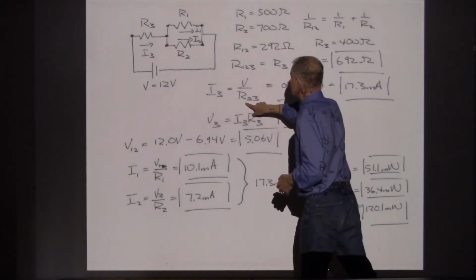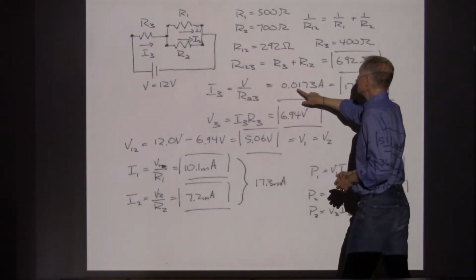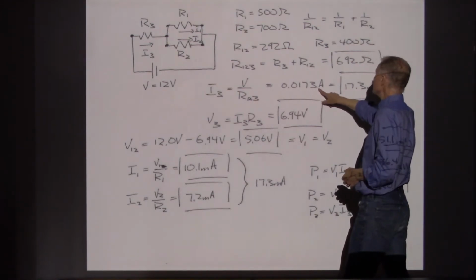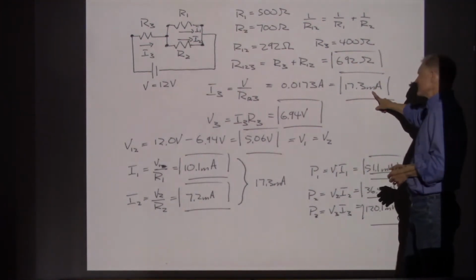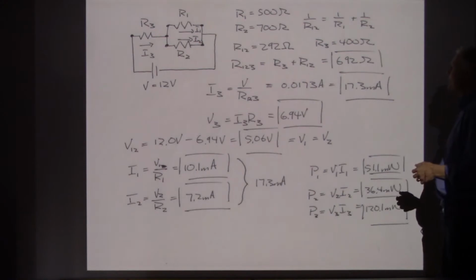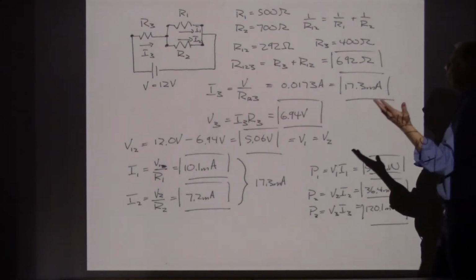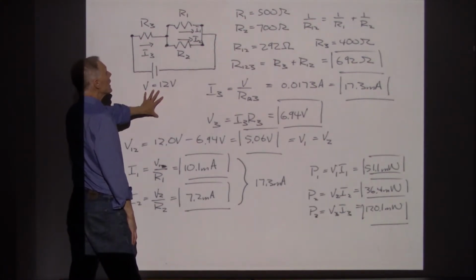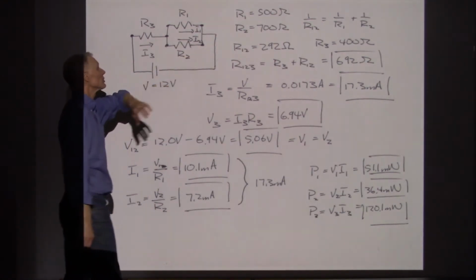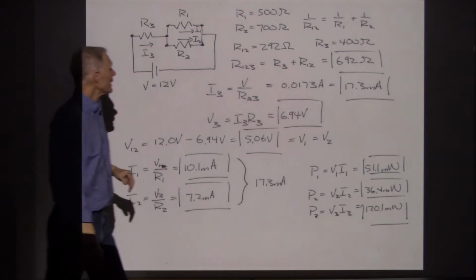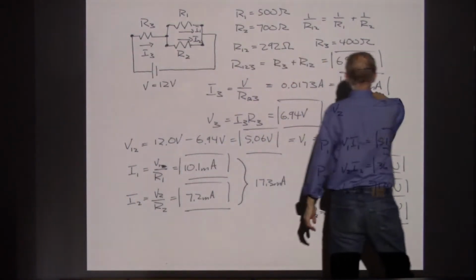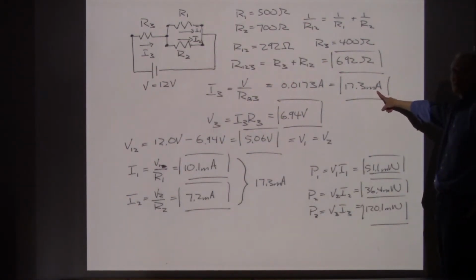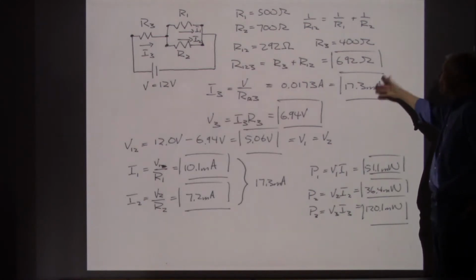Putting that in says that current 3 is going to be 0.0173 amps. That's not much current. Let's see, how many volts did we have? Oh, there you go. So we only had 12 volts to work from, and the resistances we put in were just hundreds of ohms, and as a result, we're only getting 17.3 milliamps. So the currents are pretty low.